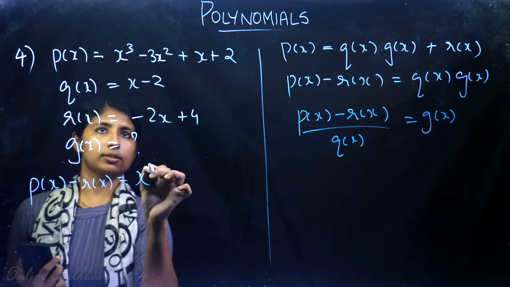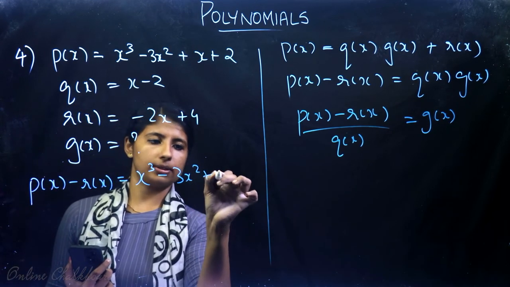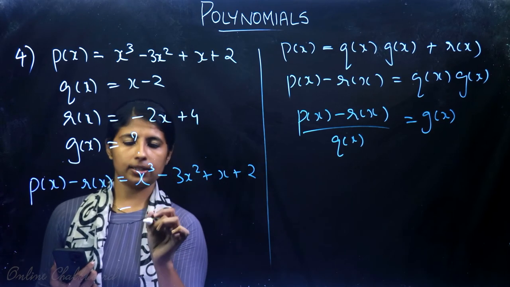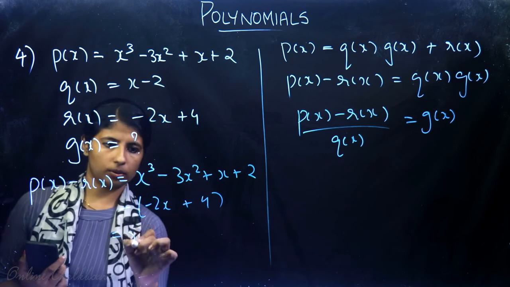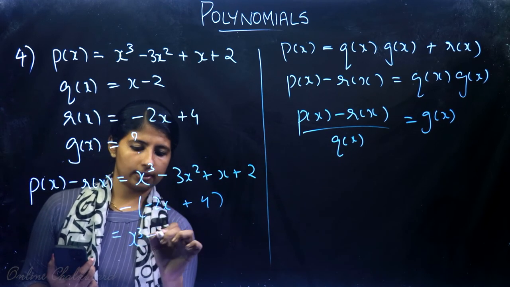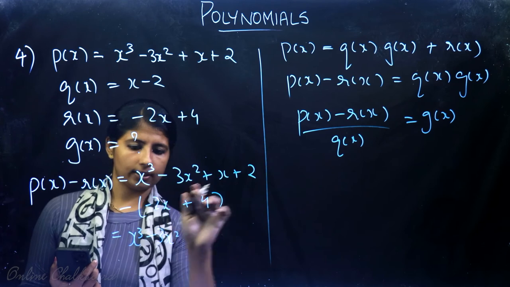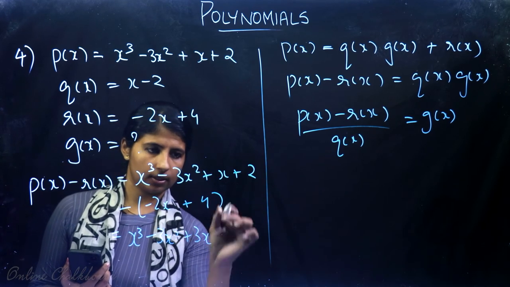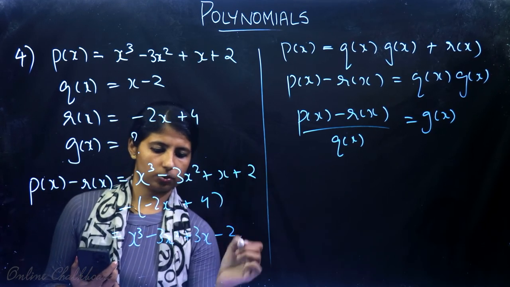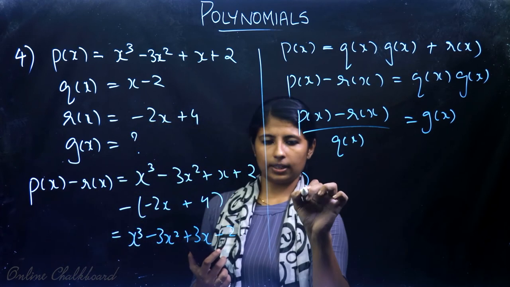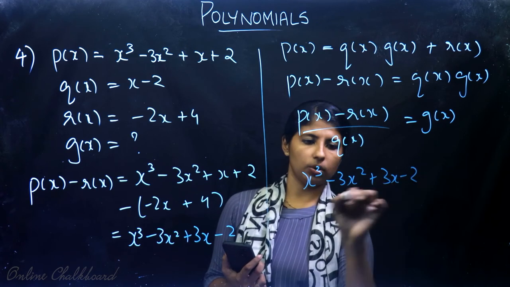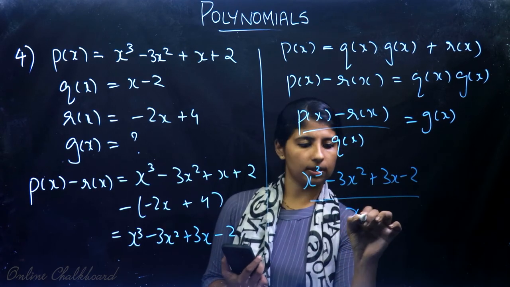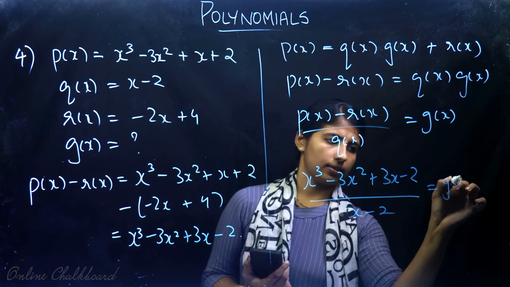That is equal to x cube minus 3x square plus x plus 2 minus, minus 2x plus 4. That is equal to x cube minus 3x square. x plus 2x is 3x. 2 minus 4 is minus 2. So you need to write x cube minus 3x square plus 3x minus 2, which should be divided by x minus 2 to get g of x. This is what we are going to do.